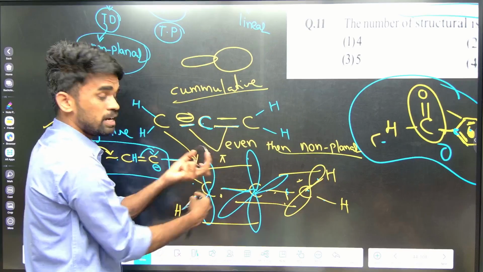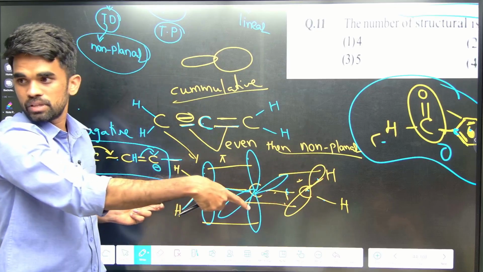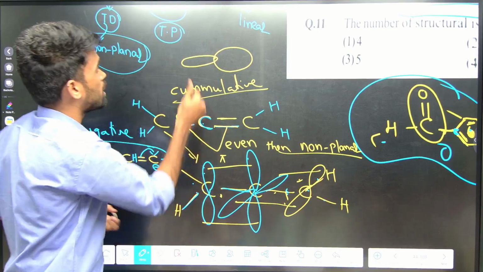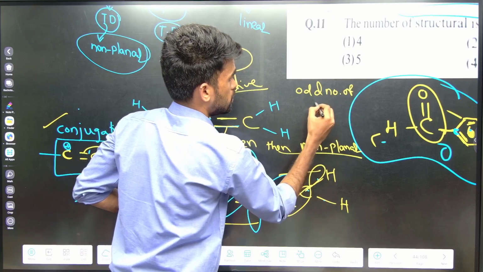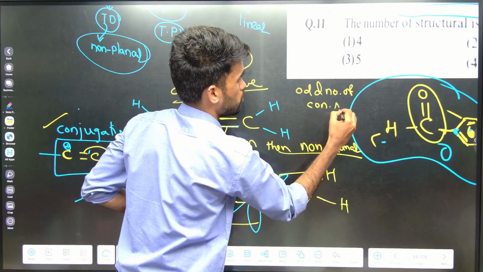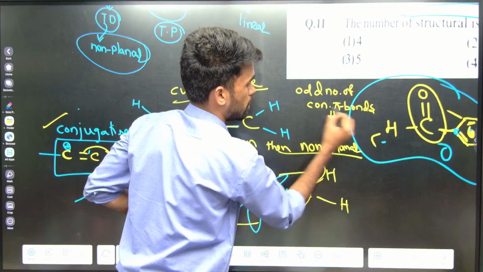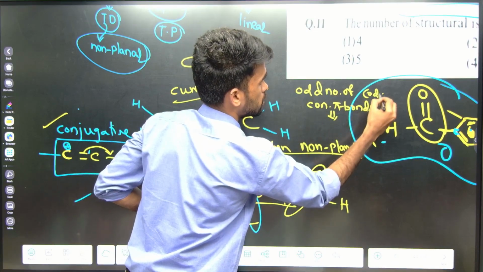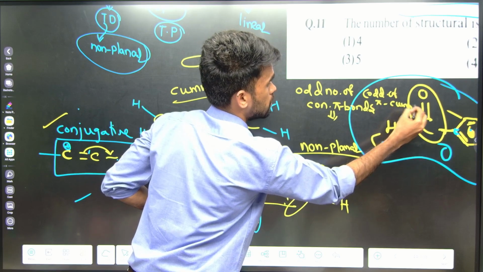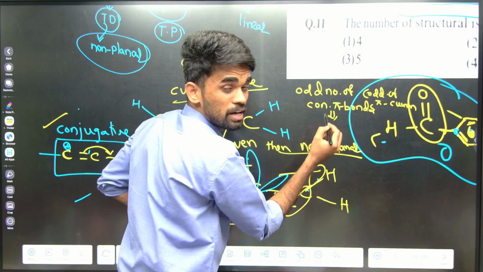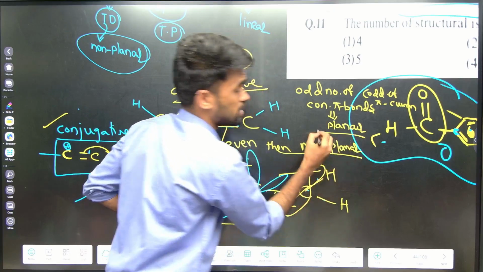It means the first one and third one side atoms are in the same plane. So it means if an odd number of double bonds are there, an odd number of continuous pi bonds, what are they now? Odd number of continuous pi bonds, or cumulative dienes containing an odd number of pi bonds, what are they? Planar or non-planar? Planar. Is this clear? Everyone, understood or not?